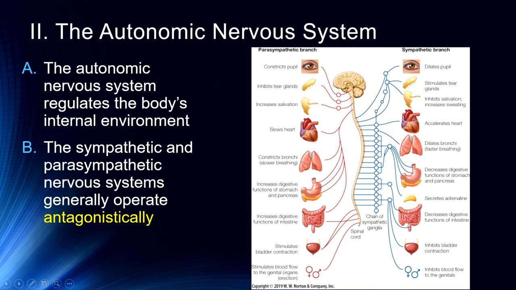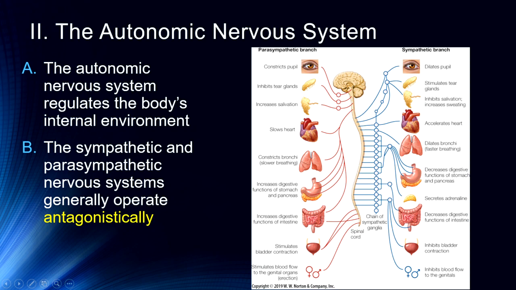So here is the autonomic nervous system. Again, it regulates the body's internal environment. And the sympathetic and parasympathetic nervous systems generally operate antagonistically. And we're going to talk about antagonism in a variety of different contexts. So essentially, this is where we have two systems that are pushing against each other. Essentially, one is exciting and one is inhibiting. The sympathetic nervous system is inhibiting the parasympathetic nervous system, and the parasympathetic nervous system is inhibiting the sympathetic nervous system. Then when one takes over, has a greater level of excitation, it dominates.